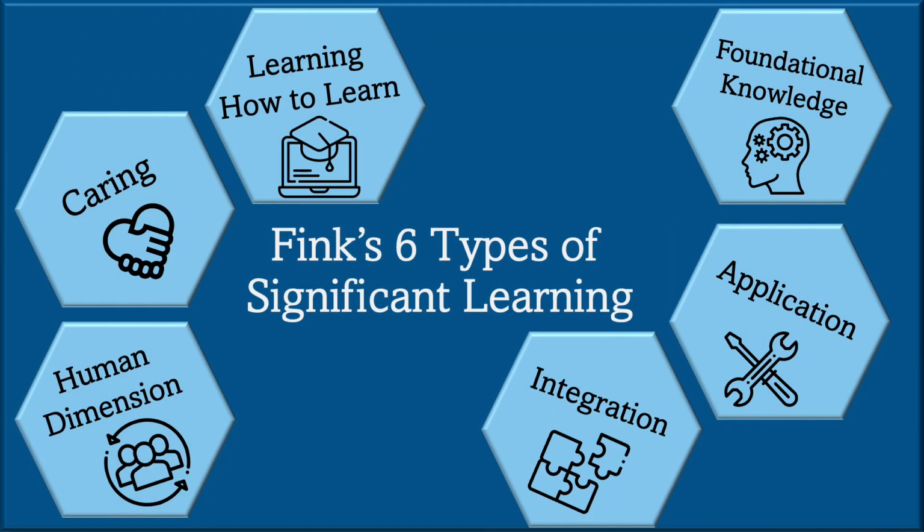The second learning theory I'd like to briefly present is L. Dee Fink's 6 types of significant learning. This is also referred to as Fink's taxonomy, and you might see some similarities to Bloom's taxonomy with the foundational knowledge, application, and integration types. While Bloom presents a hierarchy of learning that results in a tactile product, Fink presents a non-hierarchical integration of human-centered learning with the learning how to learn, caring, and human dimension types.